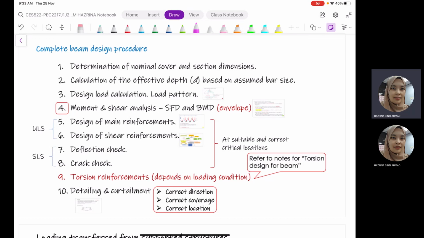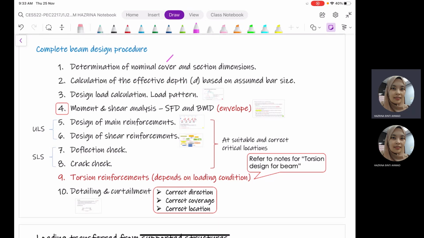We can see here that the first step is to determine the nominal cover and also the section dimensions. When we talk about the nominal cover, this is covering the durability requirements. I have already explained to you that we have the exposure conditions, and then we also have the fire resistance requirement. Those are the requirements that we are going to use to determine the nominal cover.